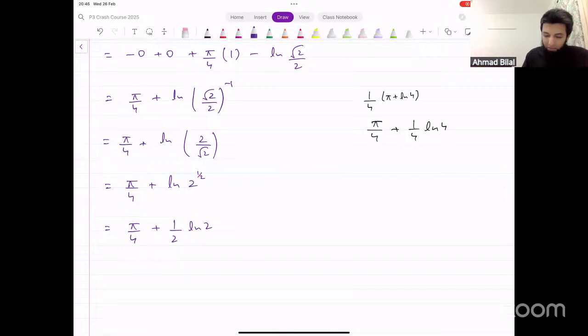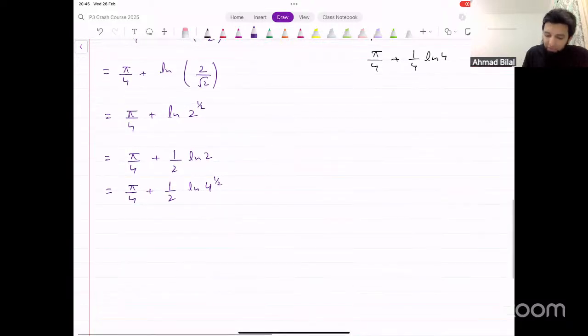Okay, so what I can do now is I can say pi over 4 plus, I want 4 here, right? I can say this is 1 over 2 into ln of 4 raised to power 1 over 2, right? 2 can be written as square root of 4. So that's 4 power 1 over 2. And now I can take this 1 over 2 outside as well. That gets multiplied with this 1 over 2. And we get pi over 4 plus 1 over 4 ln 4. And that's what you wanted to prove. That's our final result.